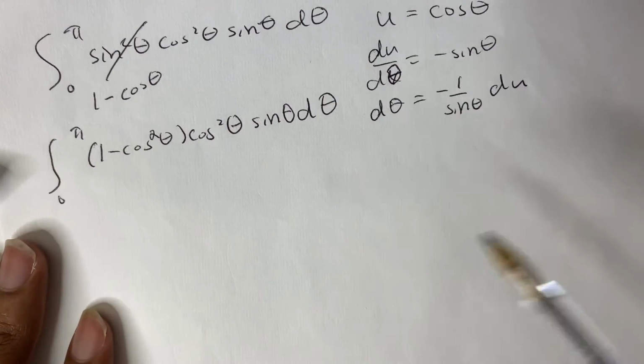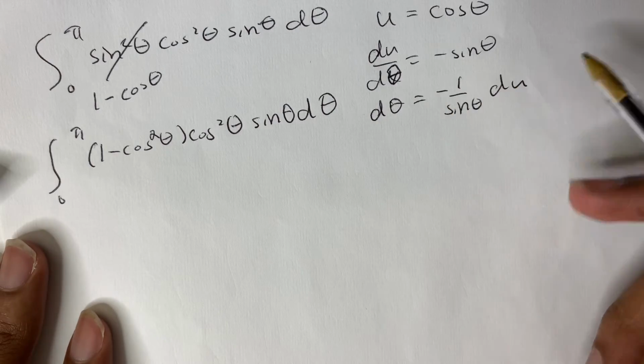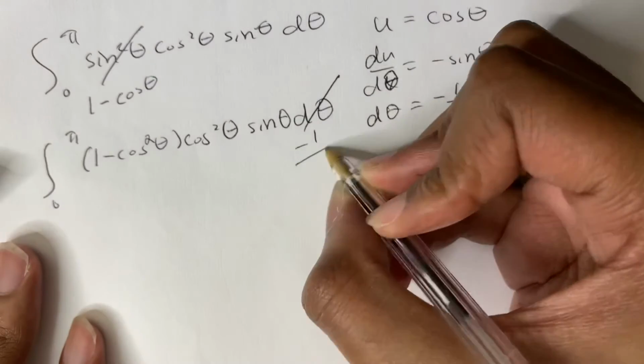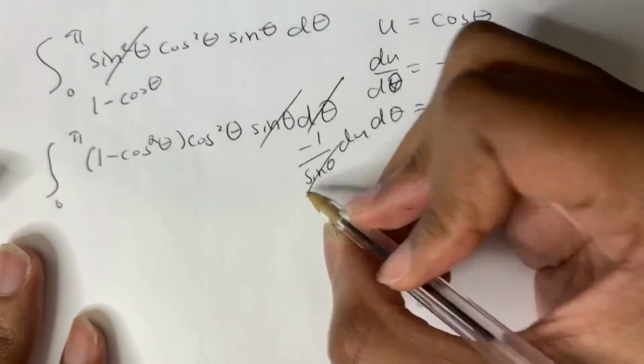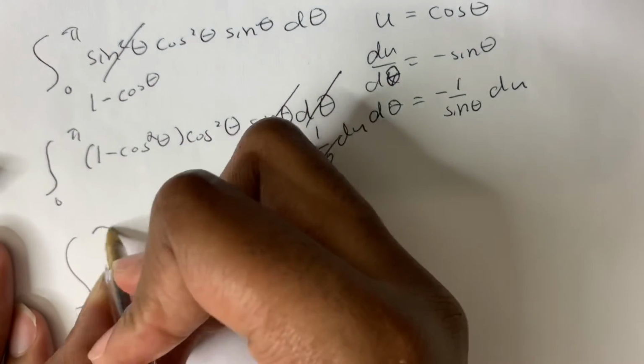Well, d theta is minus 1 over sine theta du. So substitute that in, with minus 1 over sine of theta du. We see why we chose this. Now the sine goes away, but we pick up a negative. So the integral from 0 to 2 pi.